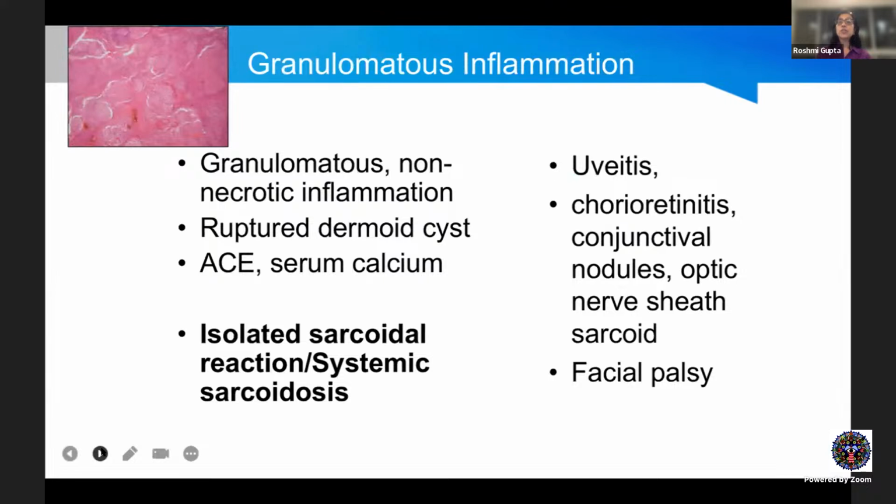Granulomatous inflammation typically should have granulomatous non-necrotic inflammation. That's very important. Among the possible causes would be, for instance, a ruptured dermoid cyst. We do check for ACE, we check for serum calcium, which would be elevated in a sarcoidosis. However, isolated sarcoidal reaction is also known. It does not necessarily have to be a complete systemic sarcoidosis.